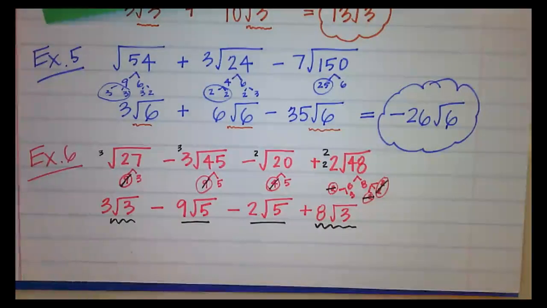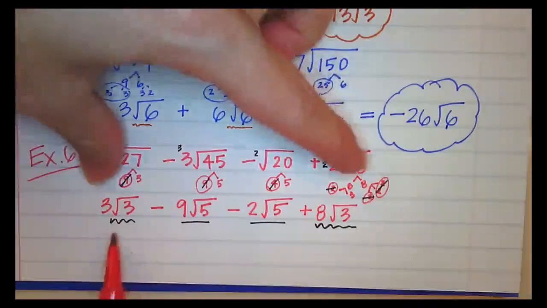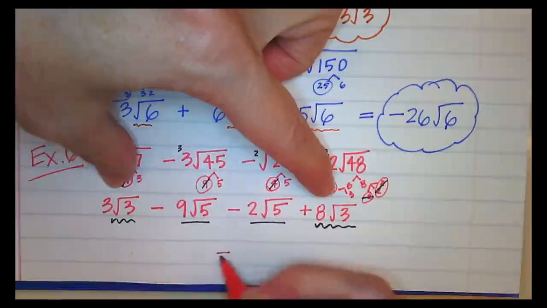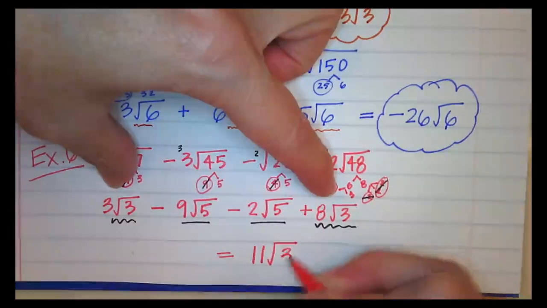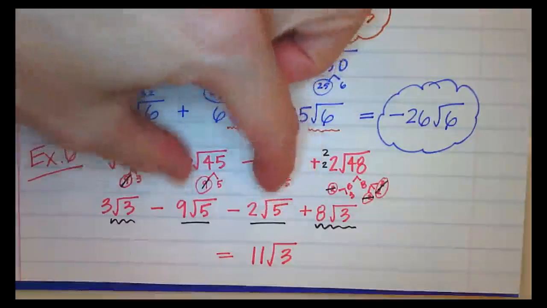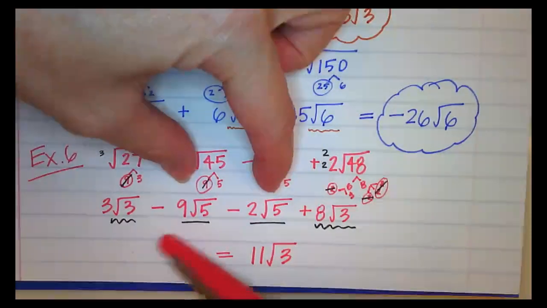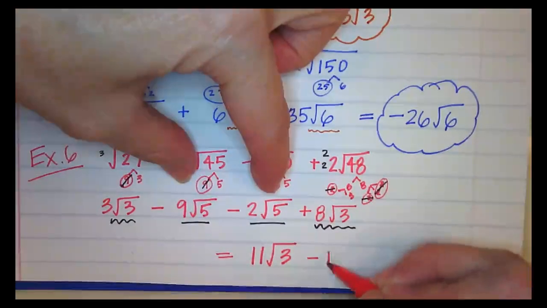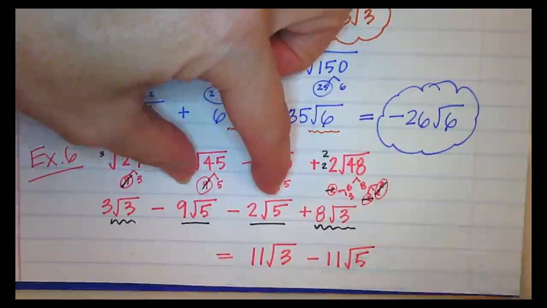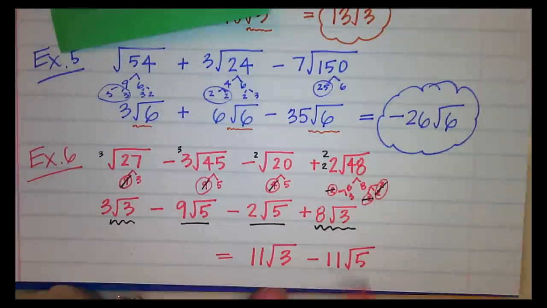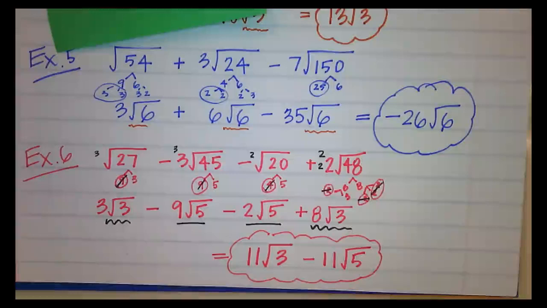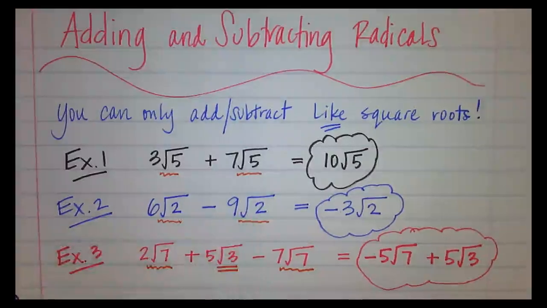So remember, order is not important, so I'm just going to do the smaller one first. So if I had 3 square roots of 3, and I'm going to combine it with 8 square roots of 3, that's going to give me 11 roots 3. And then in here, if I have negative 9 square roots of 5 and combining it with negative 2 square roots of 5, that's going to give me negative 11 root 5. And this is my answer because those 2 can't be combined together. So that's it.